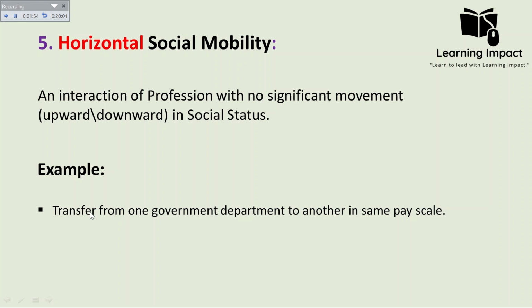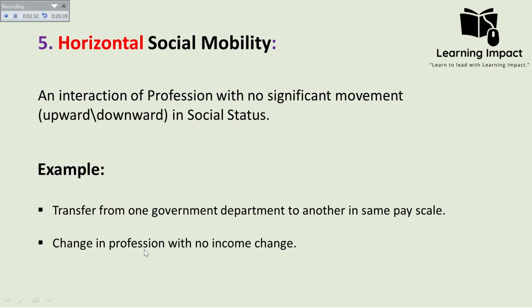But it wouldn't be called vertical. It will be horizontal social mobility, where his initial and final social stratum have equal prestige, respect, and money benefits. Such mobility, with no significant change in social status, might be because he wasn't satisfied with his previous condition. That's why he changed his department, but it doesn't change his scale. So it doesn't bring a significant change in his social status, and it is called horizontal social mobility.